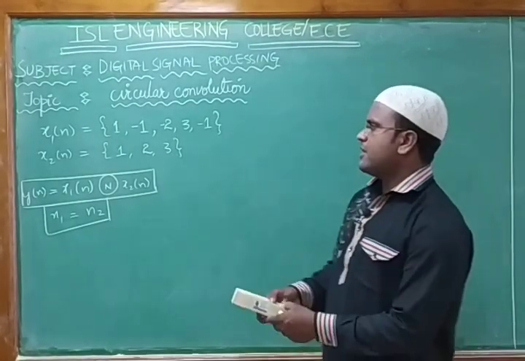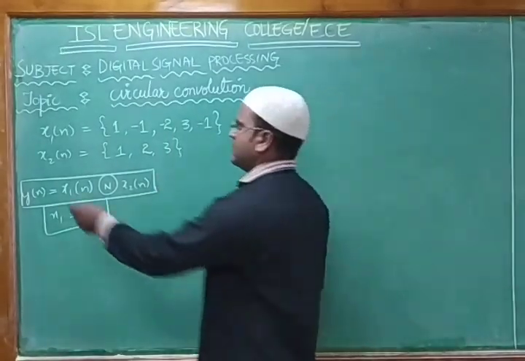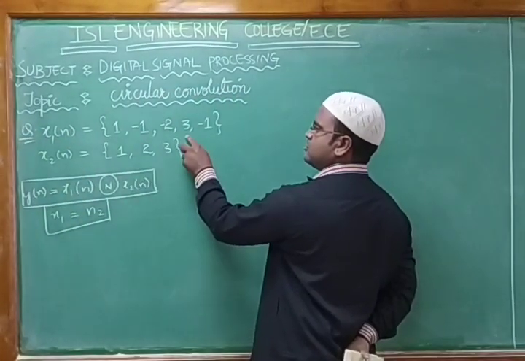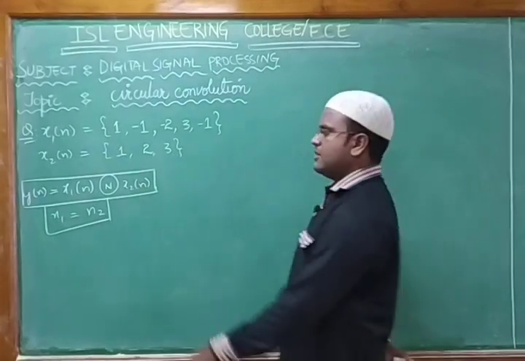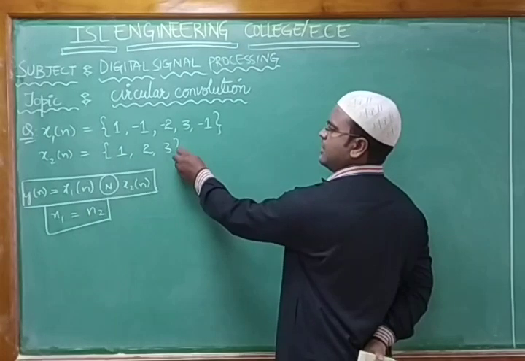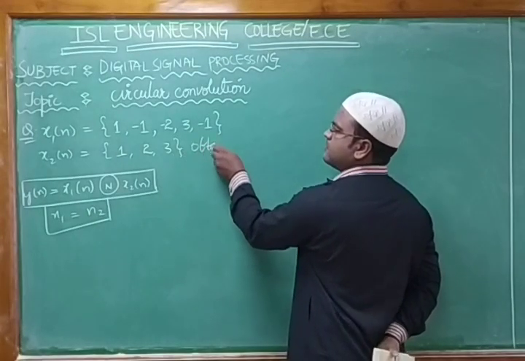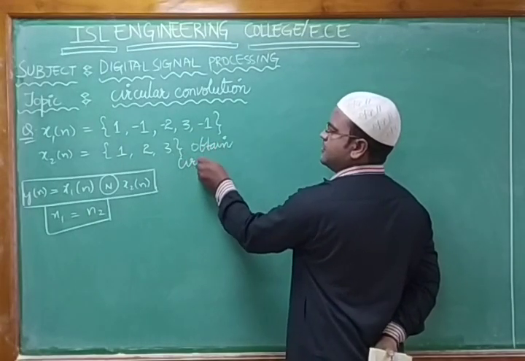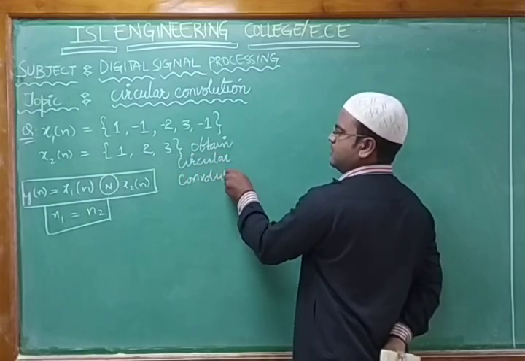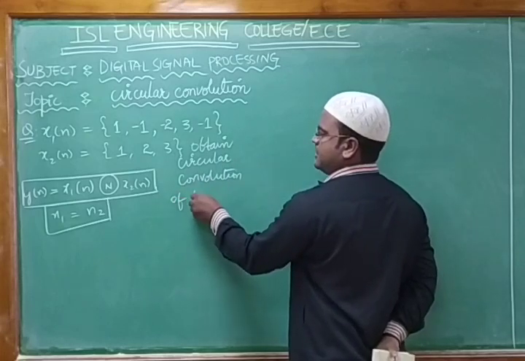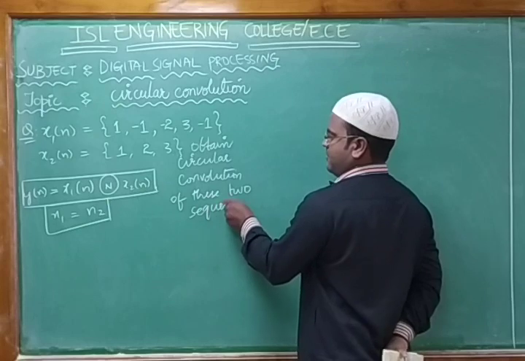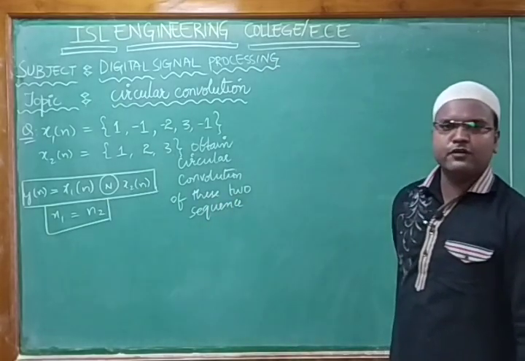Over here, we are taking one example. So let's see, we are using one problem. They gave one sequence x1 of n is 1, minus 1, minus 2, 3 and minus 1. They gave the next sequence x2 of n is equal to 1, 2, 3. They asked us to obtain the circular convolution of these two sequences.